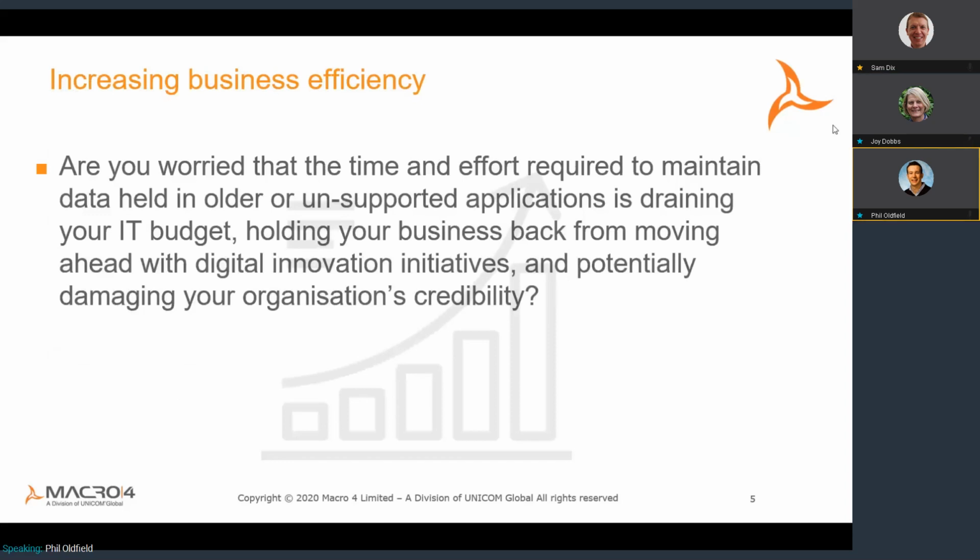Supporting legacy systems is a distraction from new IT initiatives and a drain on existing resources. Are you worried that the time and effort required to maintain data held in older or unsupported applications is draining your IT budget, holding your business back from moving ahead with digital innovation initiatives, and potentially damaging your organization's credibility?